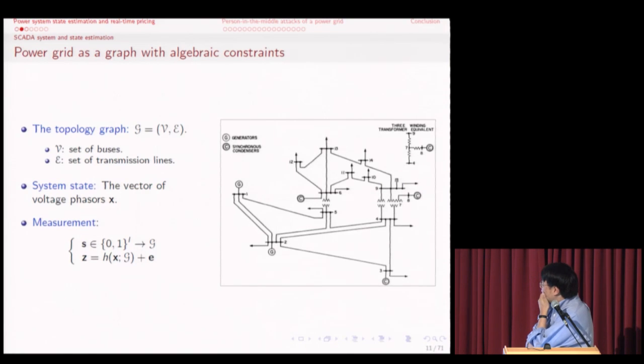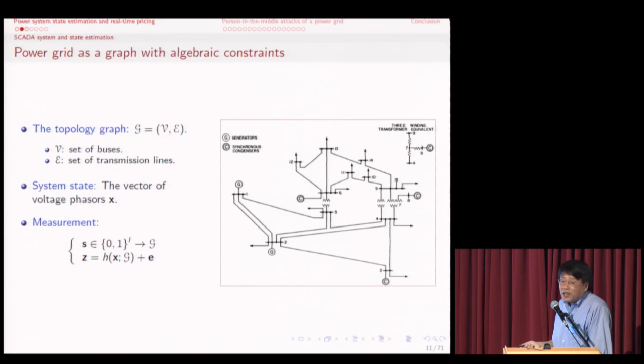Okay. So we will view the power grid as a graph with algebraic constraints, which means that we only worry about the steady state behavior of the network. In such a network, the set of vertices is a set of buses, and the set of lines is a set of transmission lines. Now the state of the power system is the voltage phasor on each bus, which is a complex number that has a magnitude and a phase.